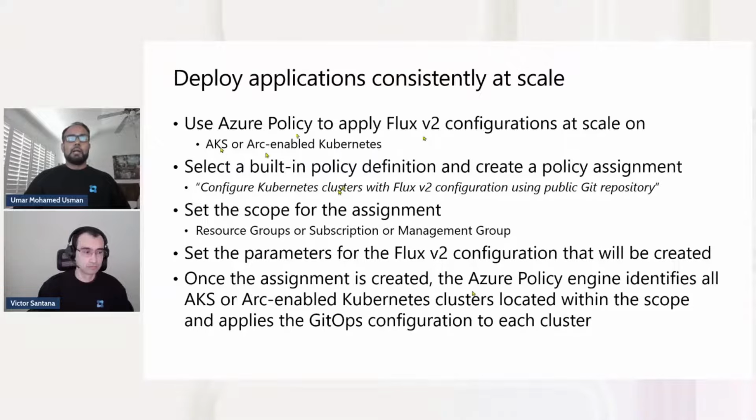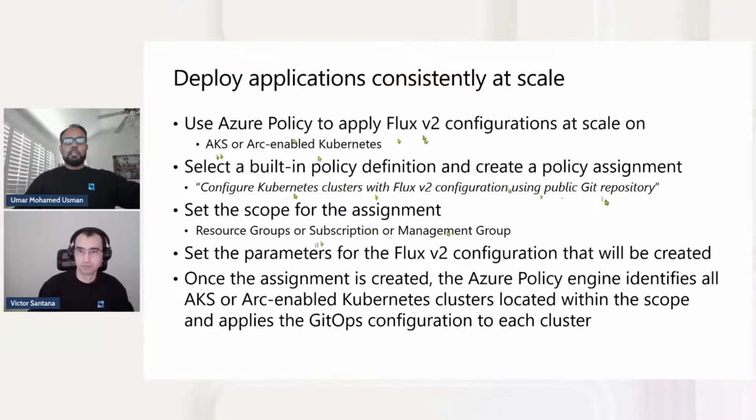And how do you do that? You would go ahead and create a policy. There are many policies, which I'm going to show in a demo in a minute, which is configuring Kubernetes cluster with Flux v2 configuration using public Git repository. There is one with SSH, one with HTTP. There are different policies. You pick those policies and you assign that either to a resource group or to a subscription or a management group. Management group is nothing but a collection of one or more subscriptions.